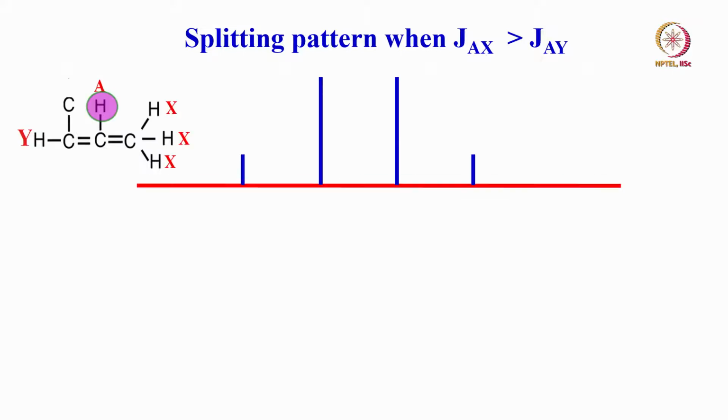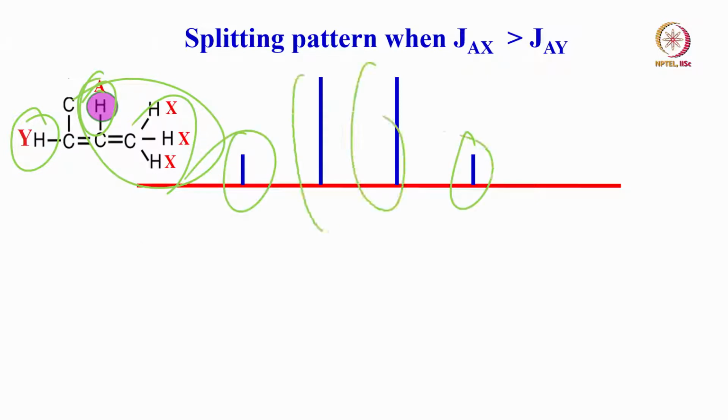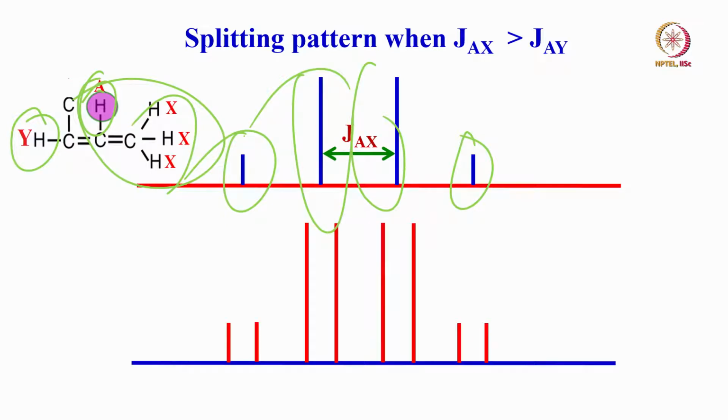Now you can also think of a situation: what happens if AX is larger than AY? If the coupling between this proton A and the CH3 group is larger, then A will be a quartet because of the CH3 coupling. Now what will happen? There is a smaller coupling because of this proton. As a consequence, each line of this quartet is going to become a doublet, and this doublet coupling is smaller in strength because I assume this coupling to be smaller. So what do you call this pattern? It is called a quartet of doublets. The larger coupling is due to the quartet and the smaller coupling is due to the doublet. This pattern is called a quartet of doublets.